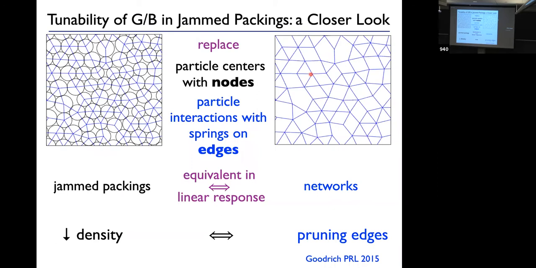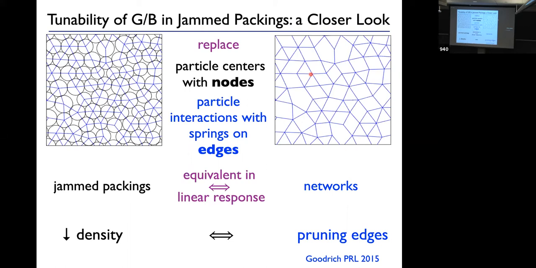Now if we want to understand this better, it's helpful not to think about the jam packing itself, but to think about a system which in linear response is identical, which is to take my jam packing and put a node at the center of every particle and put a spring connecting every pair of overlapping or interacting particles. So here's my equivalent spring network, and the ratio of the shear to bulk modulus is the same for these two systems. The shear and the bulk moduli are the same.